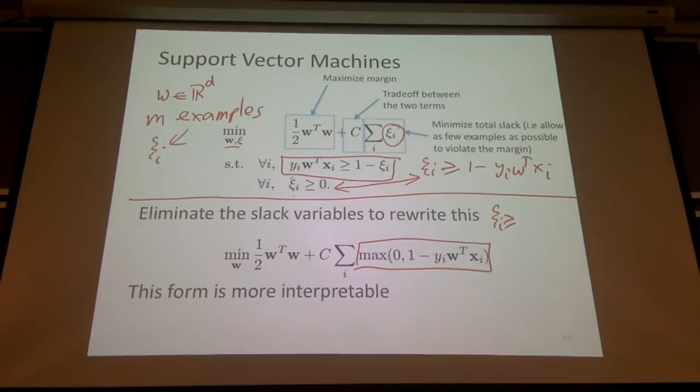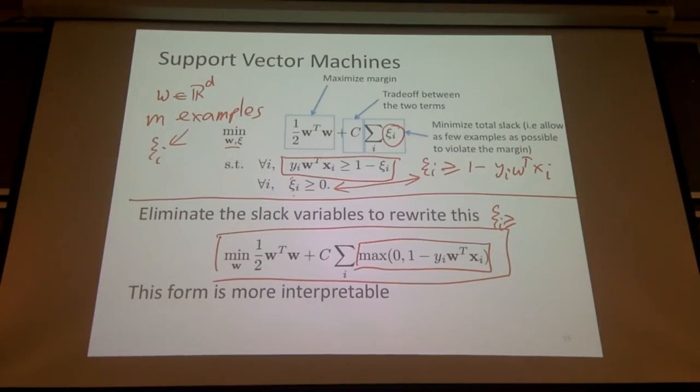And now we can get rid of all the constraints because we don't have the psi anymore. We essentially eliminated the psi. So that gives us this unconstrained optimization problem, which I'm going to argue is more interpretable, and I'm going to talk about why it's more interpretable. This is where we stopped at the end of Tuesday's lecture. Are there questions? There must be questions, right?